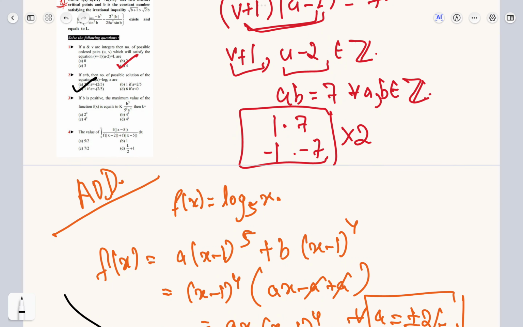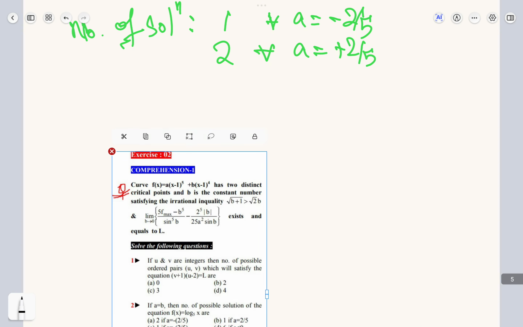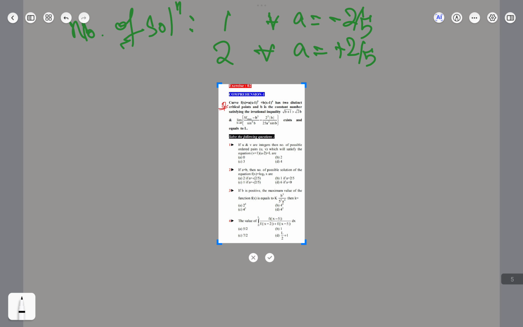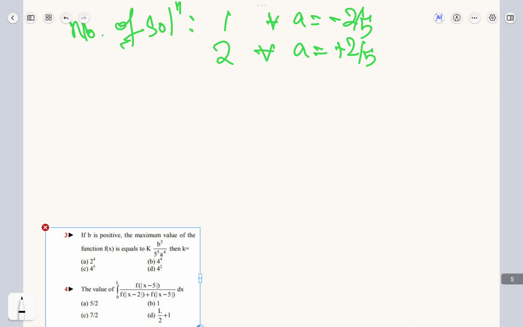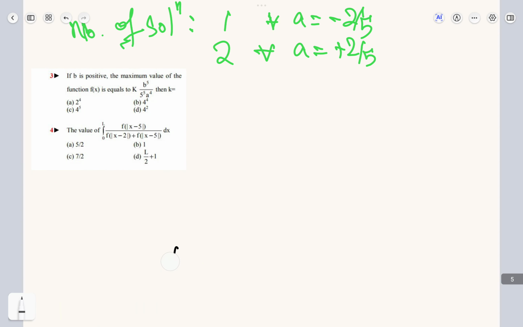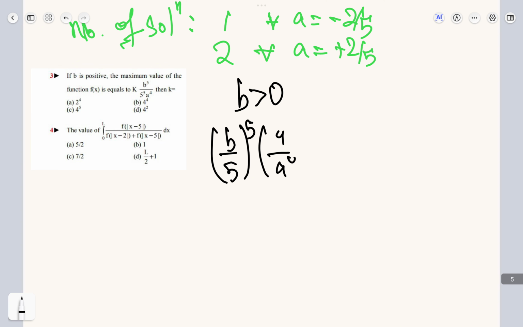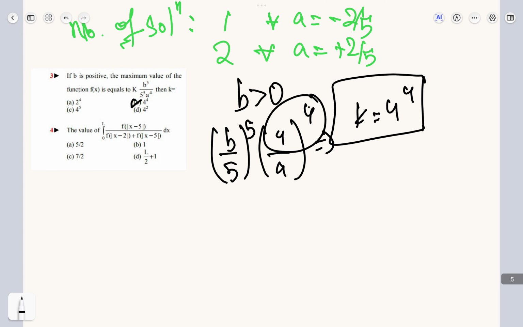Okay, let's come to the third part of the question. I'll just take this picture again. Yeah, so the third part of the question says if b is positive, then the maximum value of the function f(x) is equal to k times (b by 5) to the power 5 times 4 by a to the power 4. Sorry, this was my f max. So k is definitely 4 to the power 4.